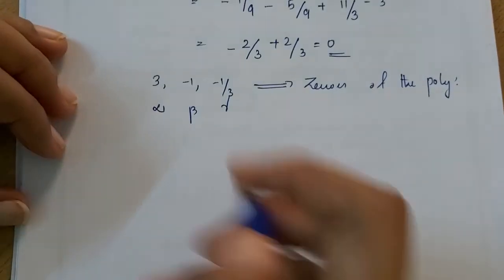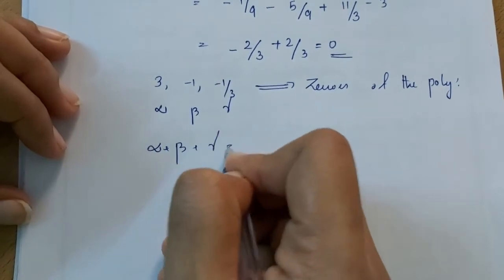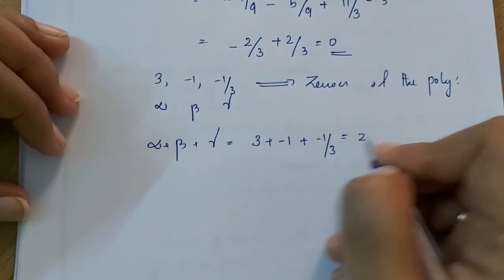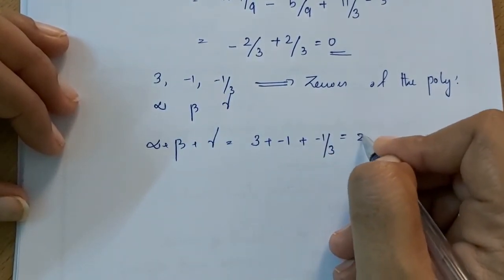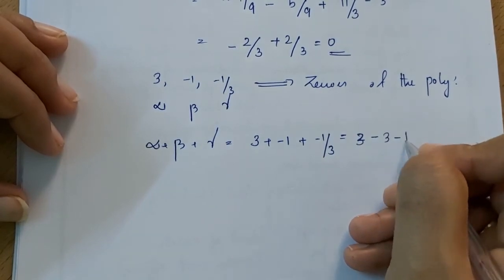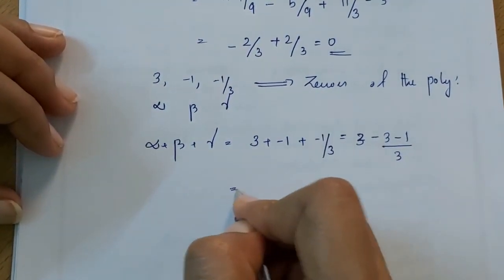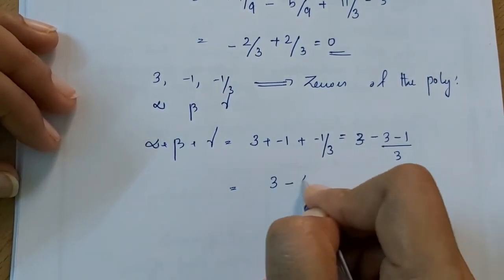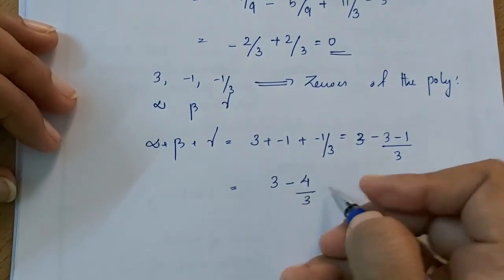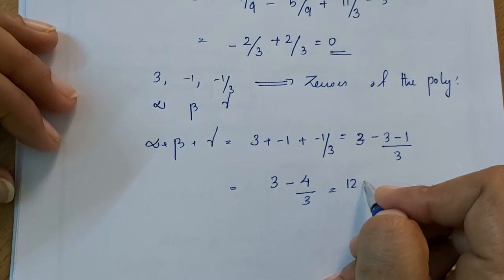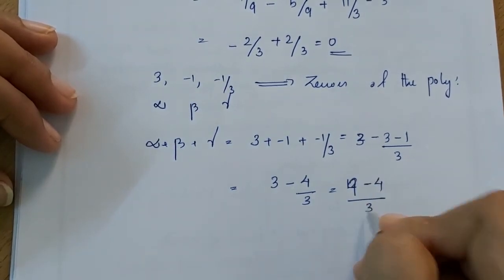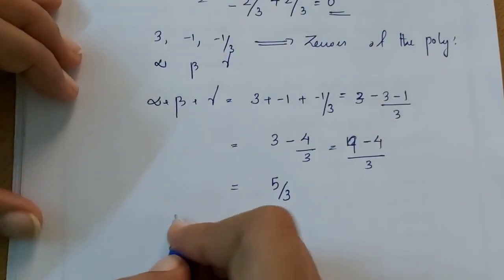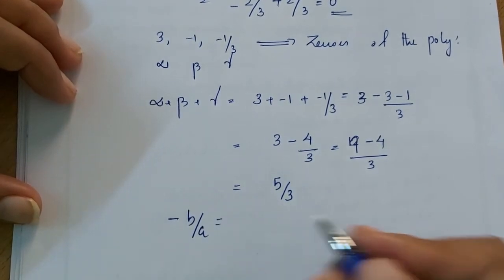Let the zeros be alpha, beta, gamma. Let's substitute the values. Alpha plus beta plus gamma is equal to 3 plus minus 1 plus minus 1 by 3, which is equal to, when we add it, 3 minus 1 minus 1 by 3, which is 9 minus 4 divided by 3, which is equal to 5 by 3.